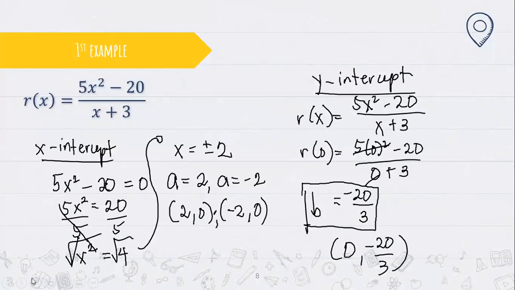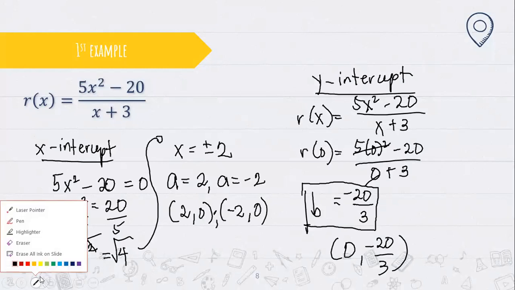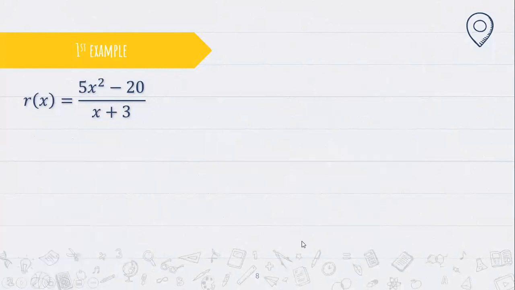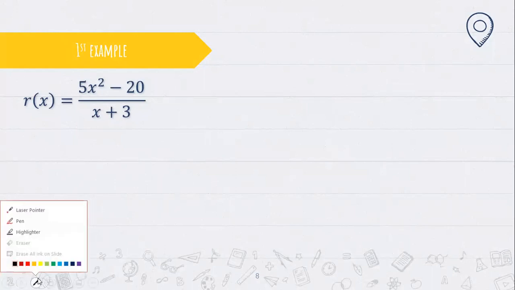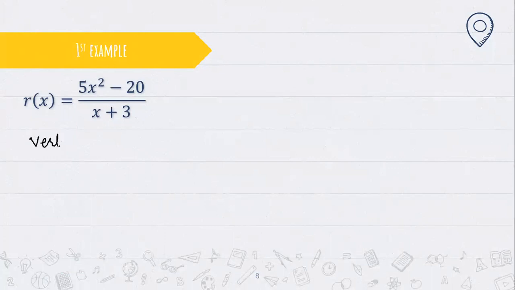Ayan, burahin ko muna to class kasi tamusta tayo dito sa intercepts. Ayan. Okay. So we have r of x is equal to 5x squared minus 20 over x plus 3. Same ruling lang din class, dapat siya ay simplified. Pero since this is already simplified, yan na siya as is. So hanapin muna natin si vertical asymptote.